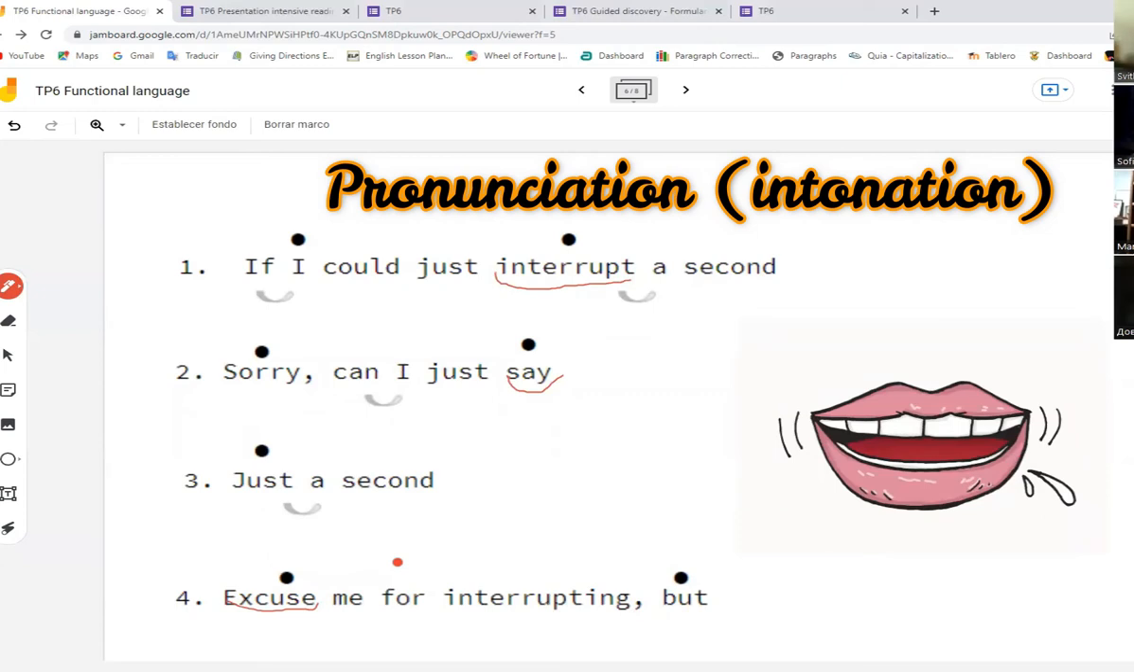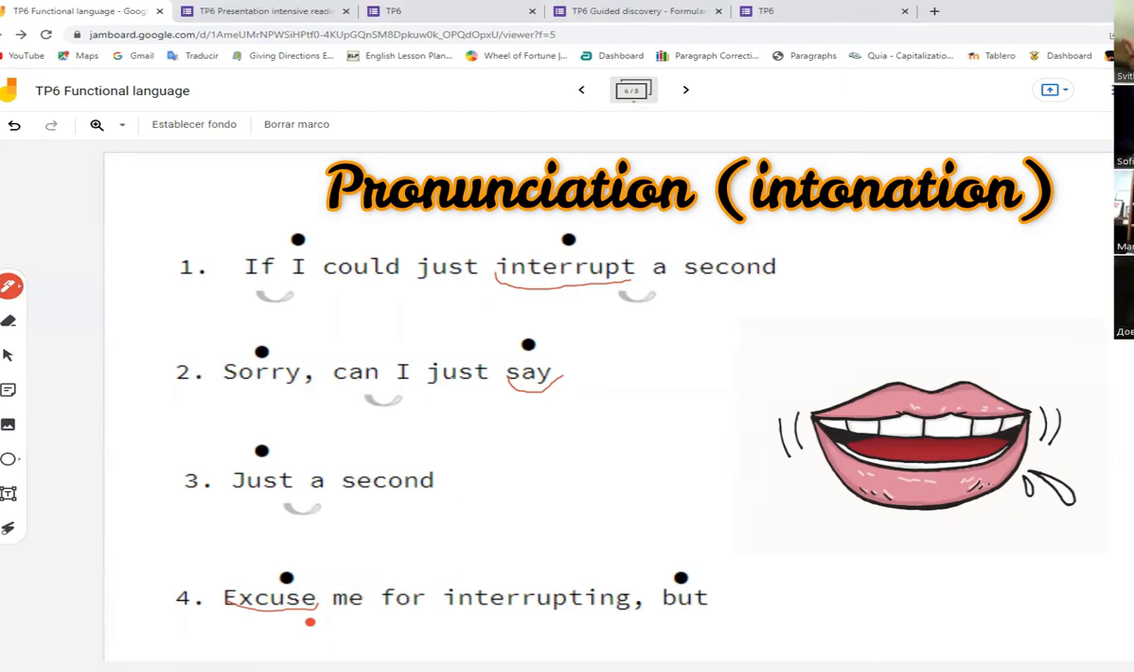You see, here we emphasize just a little bit stronger than a second. There is no noun or verb that plays a role. This is just like a phrase, just a second, just a moment, just a minute. Okay, and just will be a little bit more stressed. And the last one, excuse me for interrupting, but. Excuse me for interrupting, but.